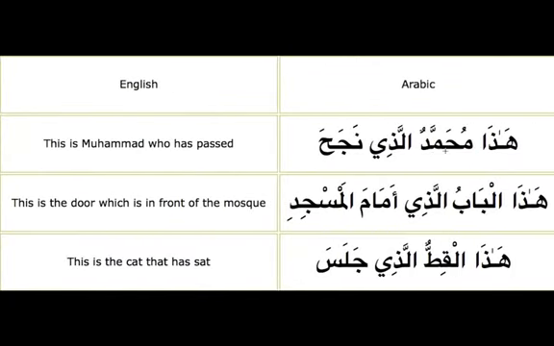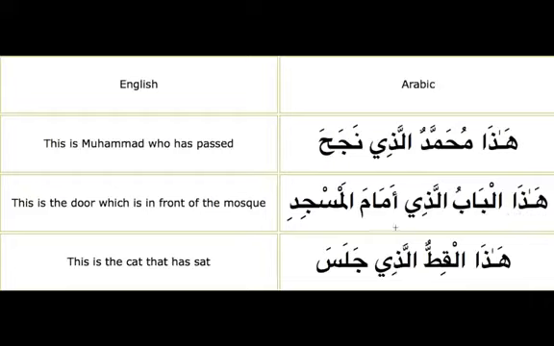هذا محمد. This is Muhammad. الذي نجح. الذي is an ism mawsul, نجح is the silatul mawsul, both describing Muhammad. This is Muhammad, the one who passed, the one who passed.